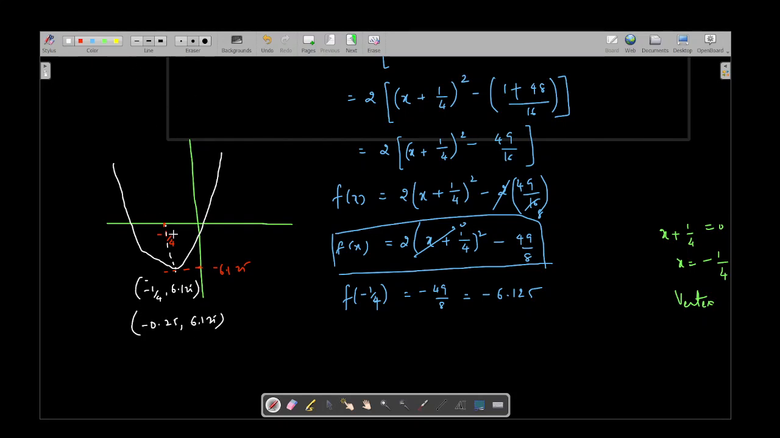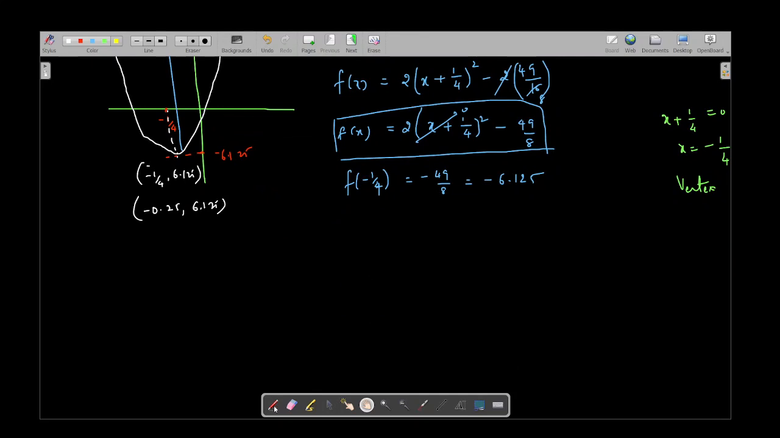Since the curve is looking up, the range of this function will be from here to infinity. So I'll write the range. The range of this function is f of x greater than or equal to minus 6.125, or I can write minus 6.125 to infinity.